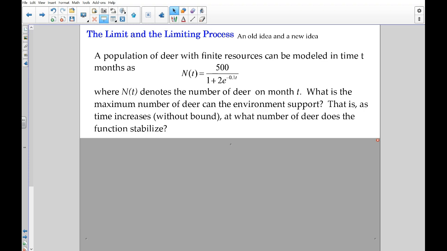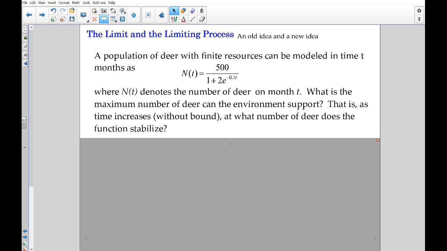This video is going to discuss the limit and the limiting process. We have somewhat seen a limit already, but let's talk about it in a certain context. A population of deer with finite resources can be modeled according to that given equation.